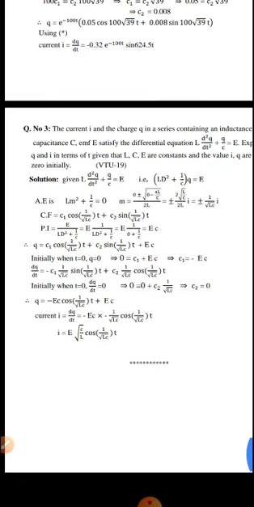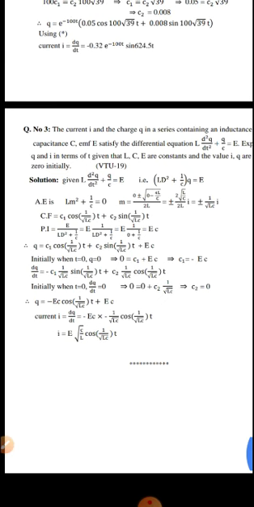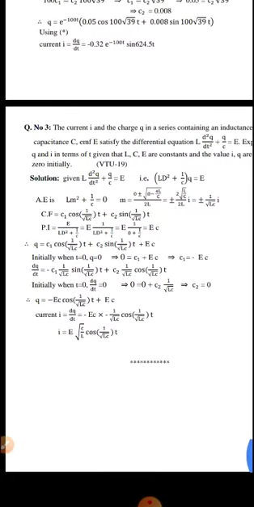The current I and the charge Q in a series circuit containing the inductance L, capacitance C, EMF E satisfy the differential equation L d²Q/dt² + Q/C = E. Express Q and I in terms of t, given that L, C, E are constants and the values of I and Q are both 0 initially.